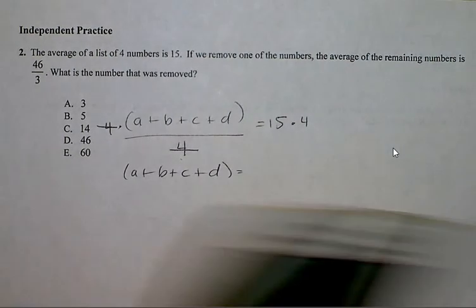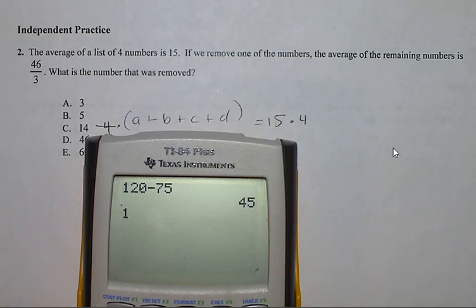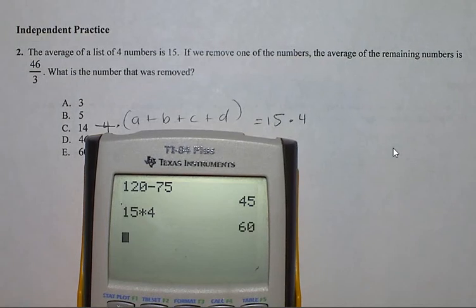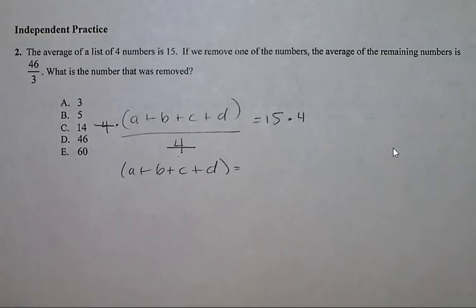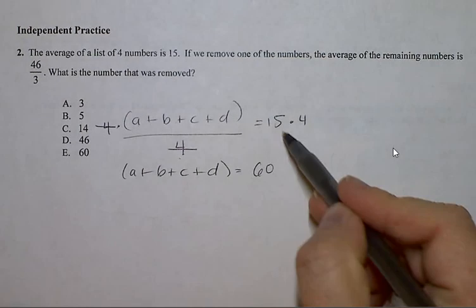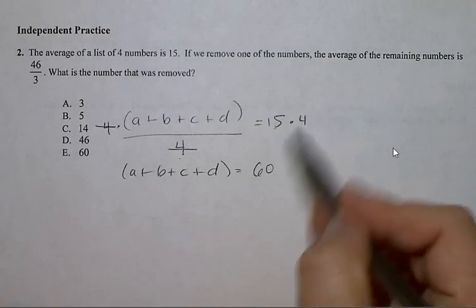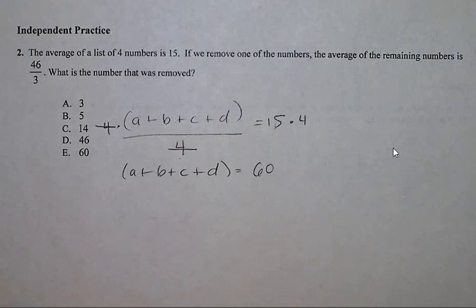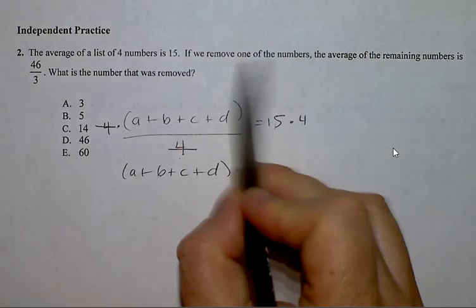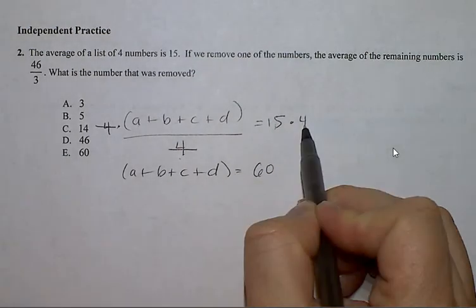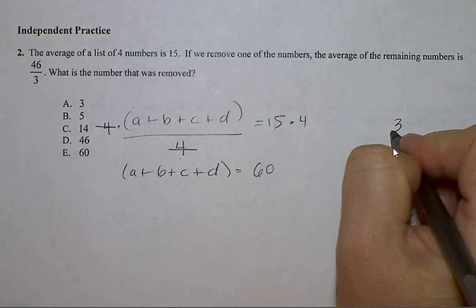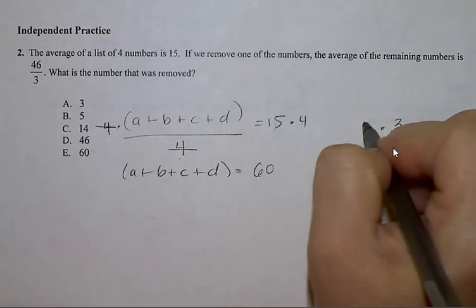Now I can take 15 times 4 and receive an answer of 60. So again, the average times the number of items equals this value. In this case, it's 60. The second part says we remove one number. So instead of having 4 items, we now have 3. And the average is 46 thirds.